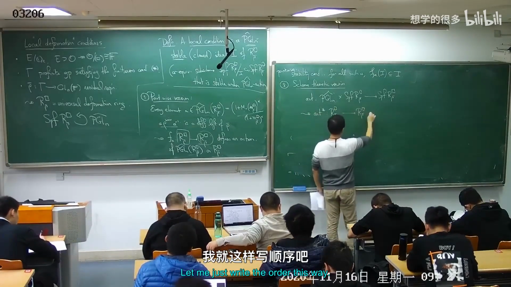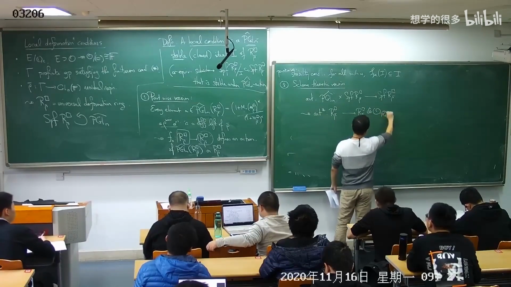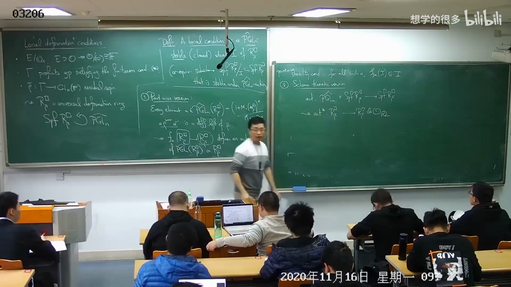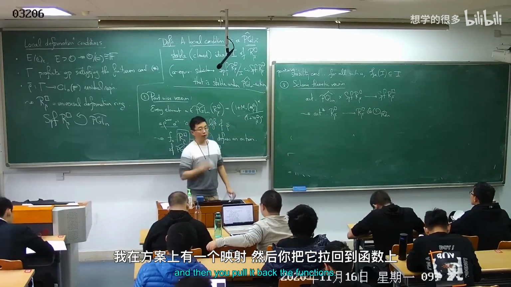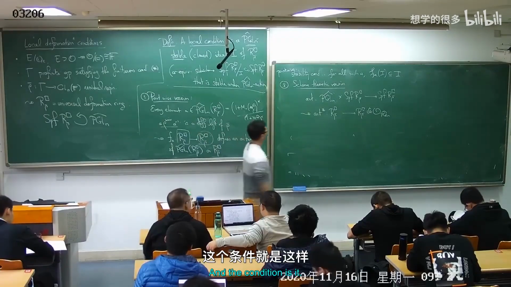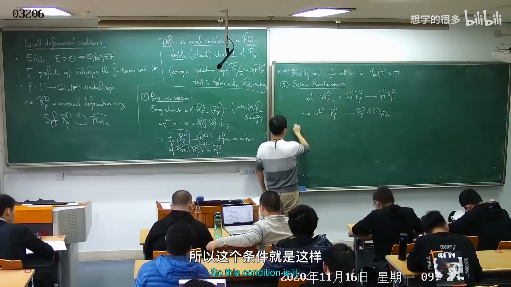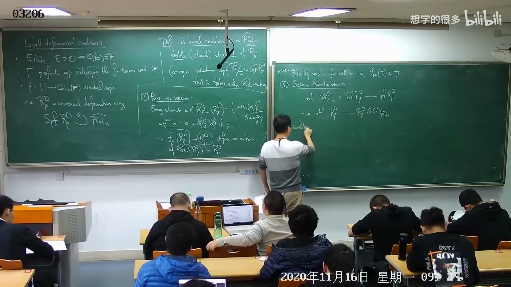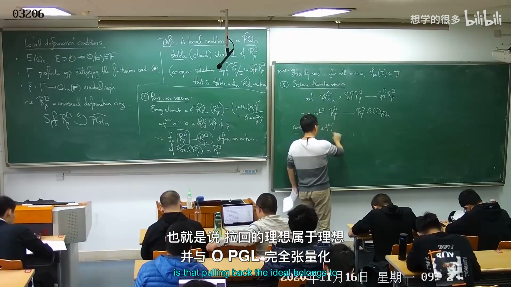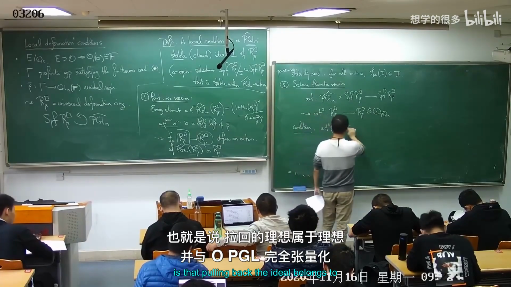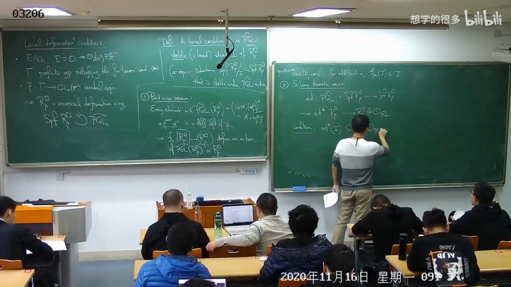It doesn't matter the order. Let me just write the order this way. If I map on the schemes and then pull it back to the functions, the condition is that pulling back the ideal belongs to the ideal completed tensor with O of PGLN.